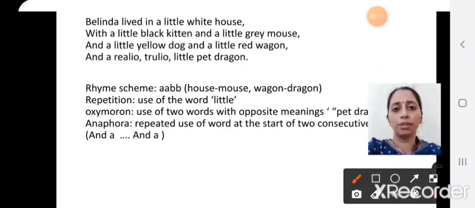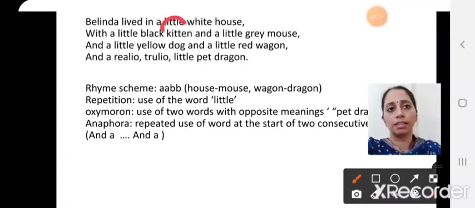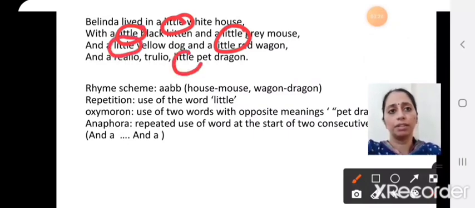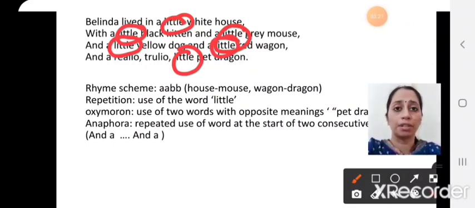Repetition. Now look at the use of the word little. Little here, here again, then we have little over here, little over here, little over here, and little over here. So little house, little black kitten, little grey mouse, everything was little. Okay, so this figure of speech is repetition, where one word is repeated for poetic effect.